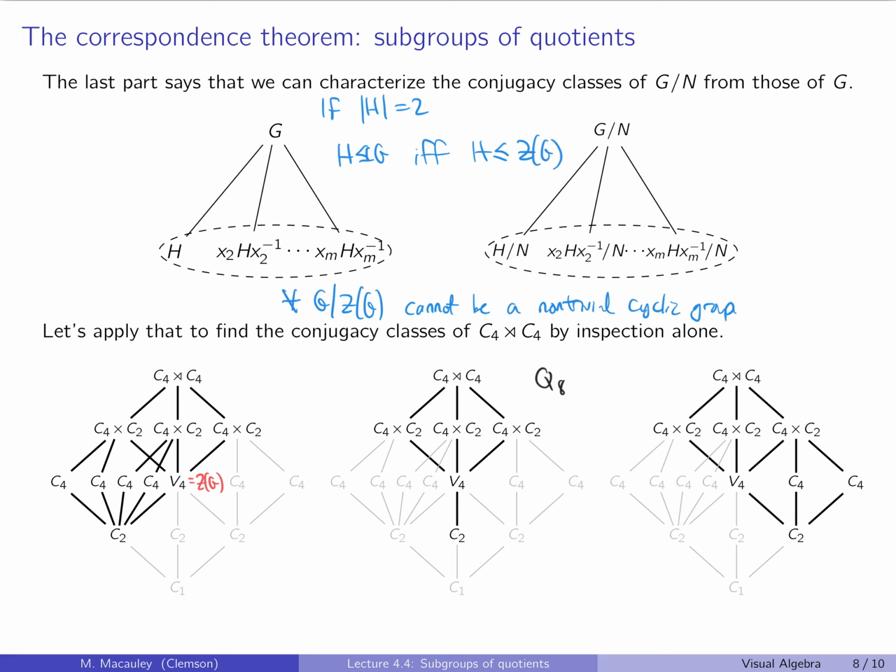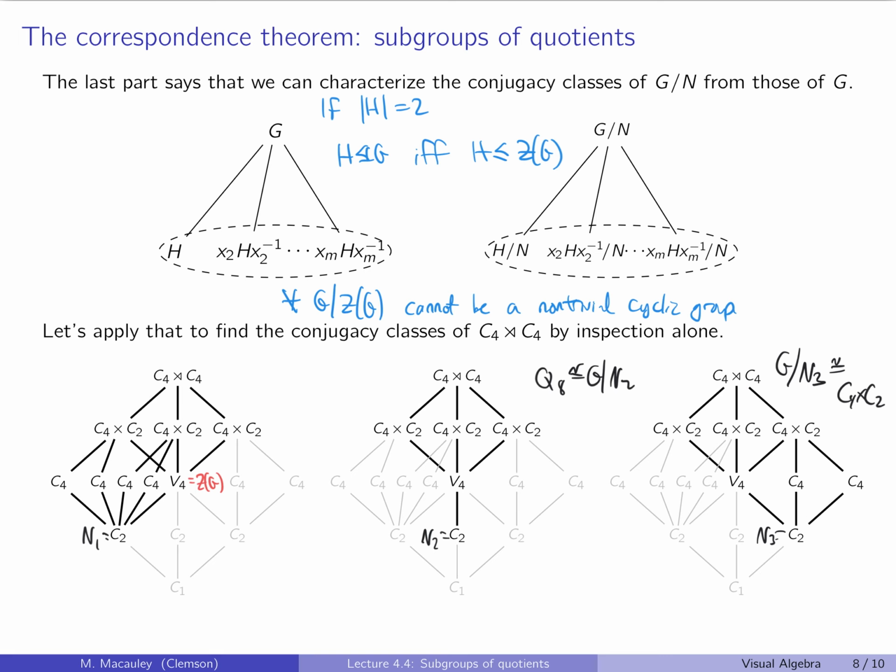This one, well, let me call this one N1, and let me call this N2, and let me call this N3. So G mod N2 is isomorphic to Q8. G mod N3 is isomorphic to C4 cross C2. I'm running out of room a little bit.